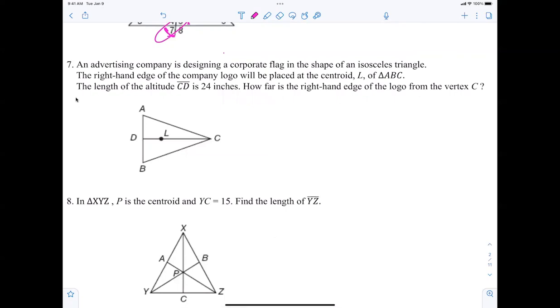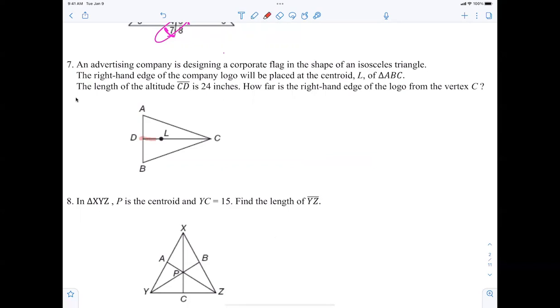An advertising company is designing a corporate flag in the shape of an isosceles triangle. The right-hand edge of the company logo will be placed at the centroid of angle ABC. The length of the altitude CD is 24 inches. So what is DL? Do you remember what DL is? If it's the centroid? What is it, David?